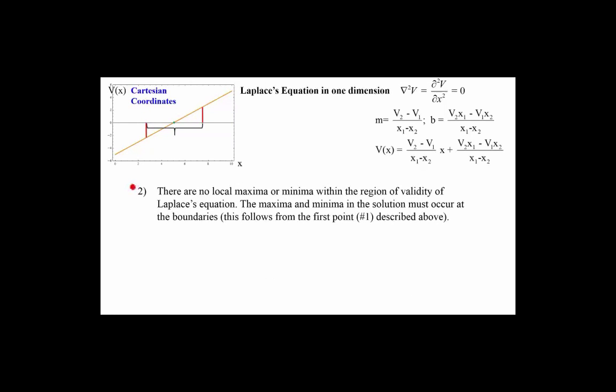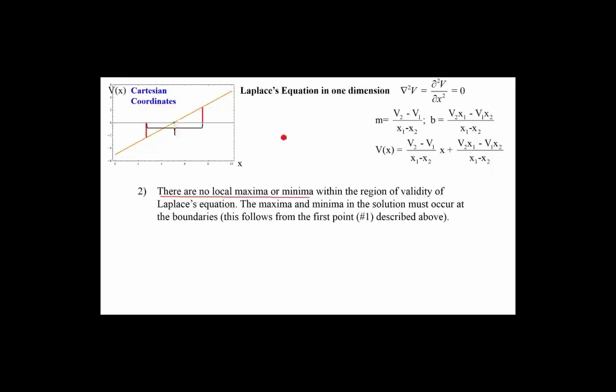The second observation is there are no local maxima or minima within the region of validity of the equation. The maxima and minima can only occur at the boundaries. So here's the maximum for this function, here's the minimum, and the places where that occurs are the boundaries. They do not occur in the region in between. For a straight line that's obvious, but later on we'll see how that works for other coordinate systems.